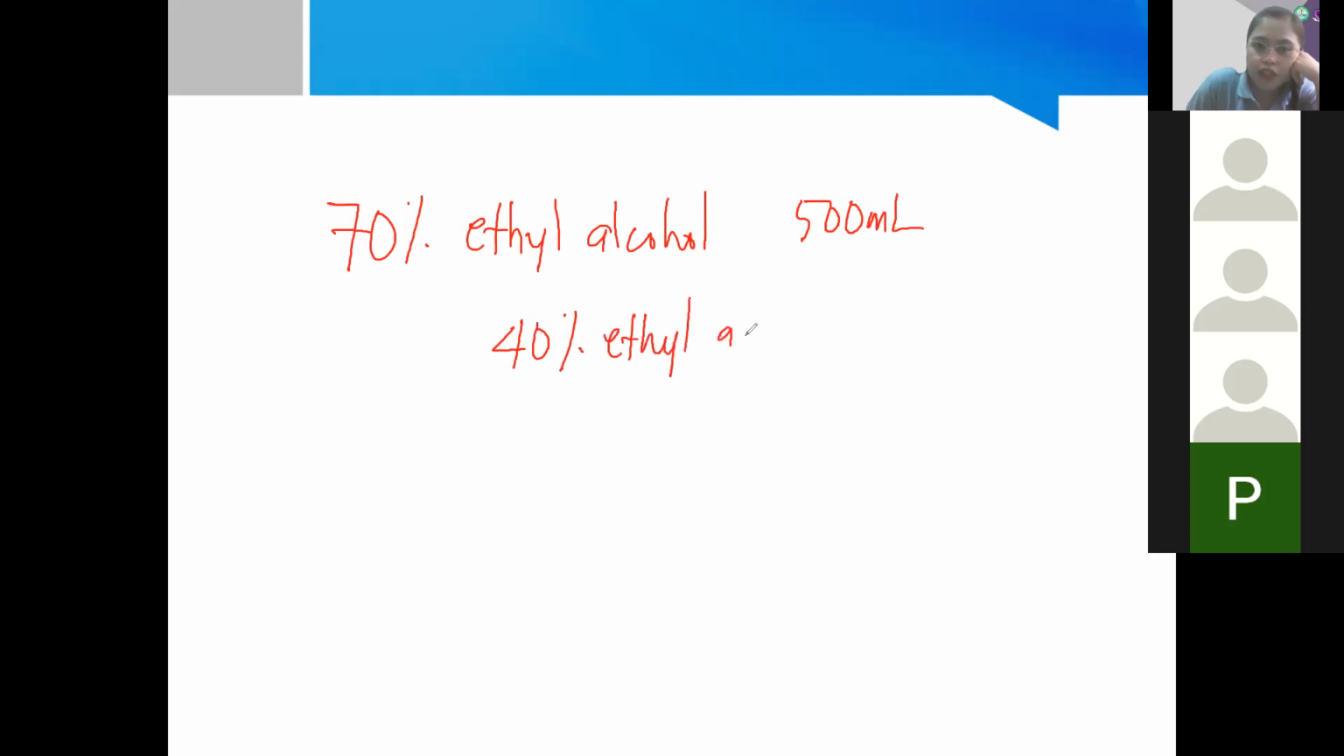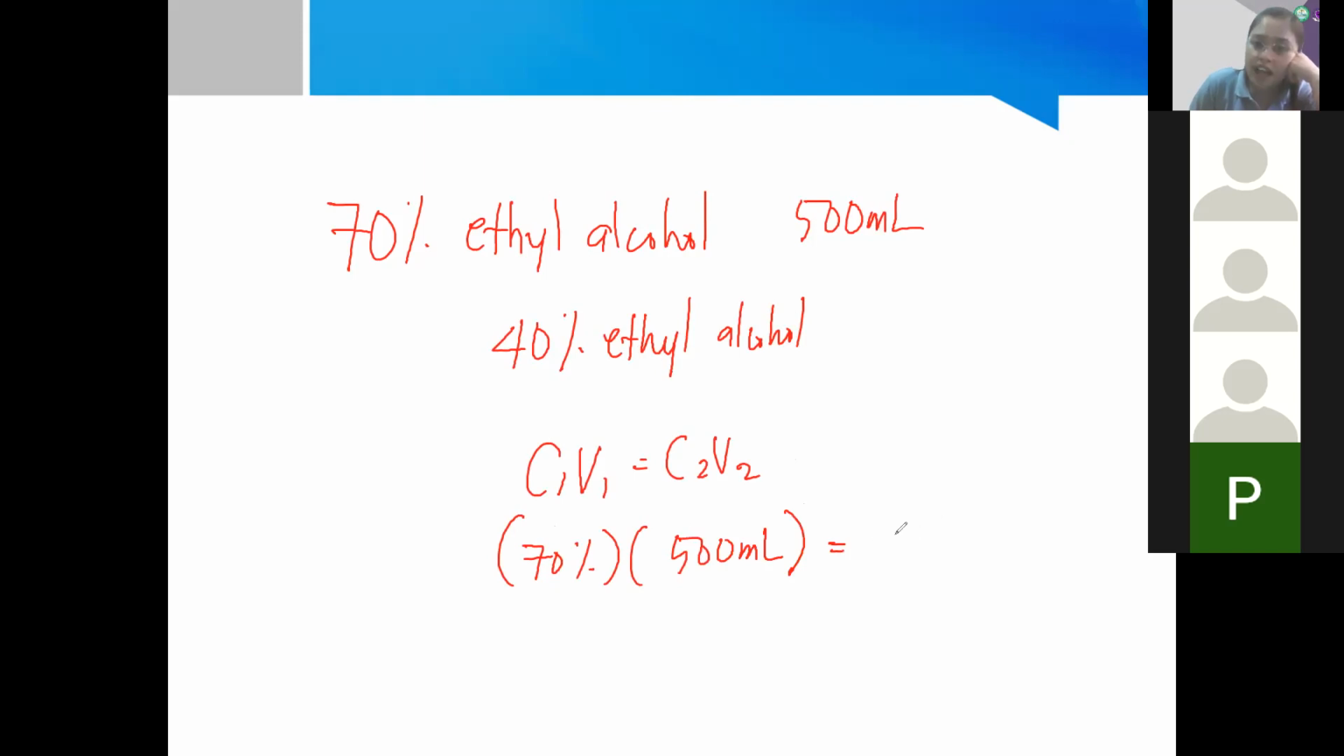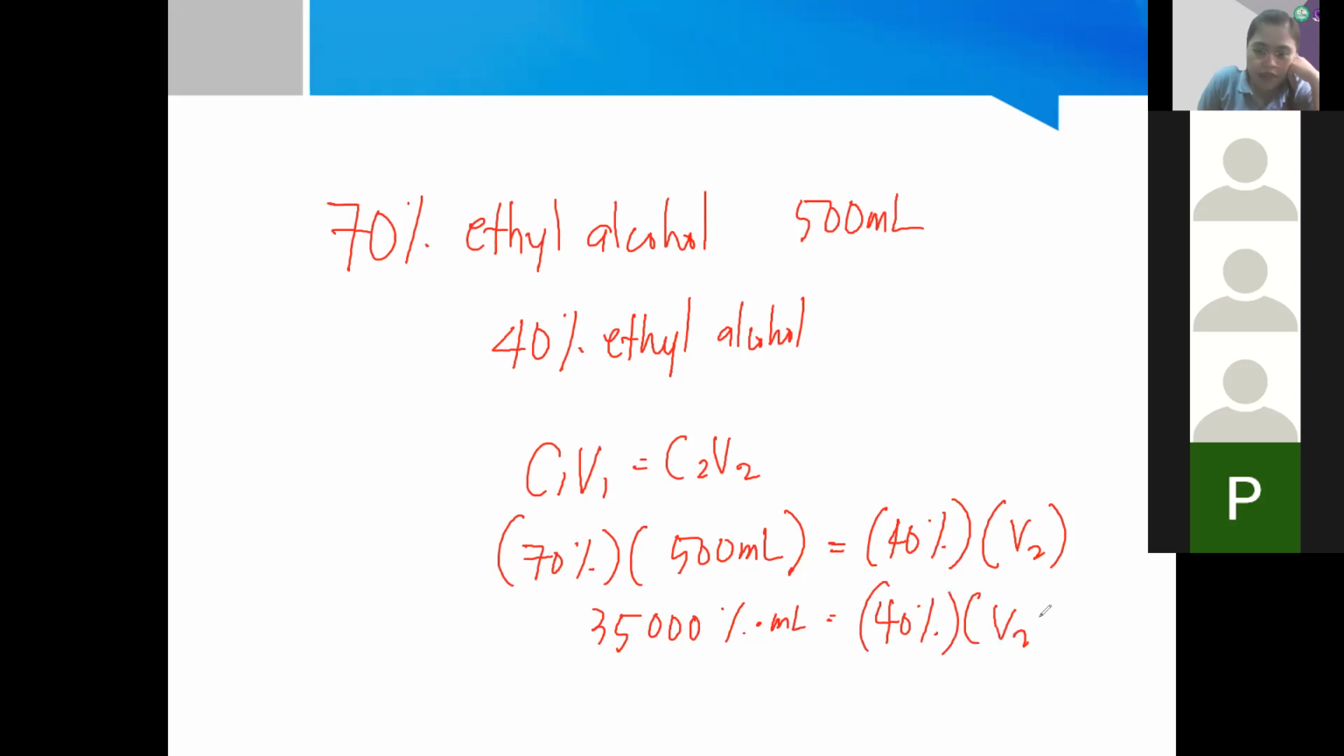So kung gusto niyong gawin ito class, mag C1V1 gihapon mo. C1V1 equals C2V2. So yung C1 originally 70% yan siya. Ang volume ng binili mo 500 ml. Gusto mo dumami siya pero effective pa rin, so 40%. Tapos we will be computing for the volume number 2. 70 times 500 is 35,000% times ml. This is 40% here times the V2.